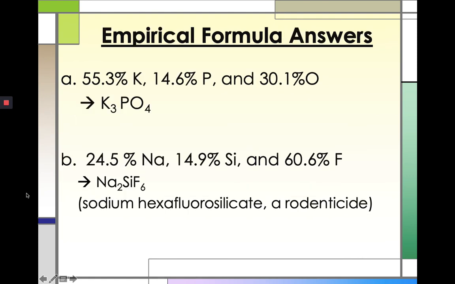So if you got the following answers, K3PO4, that's potassium phosphate, and Na2SiF6, sodium hexafluorosilicate, which is a rodenticide used to kill rodents, then you are correct. Congratulations, and you did well. So that's all for empirical formulas.